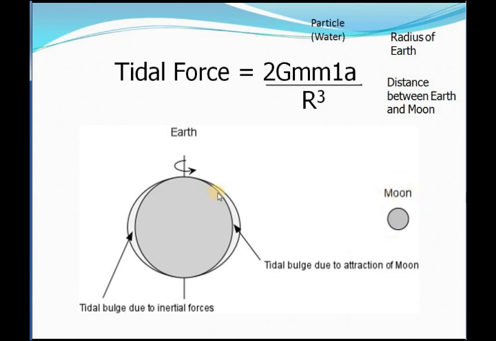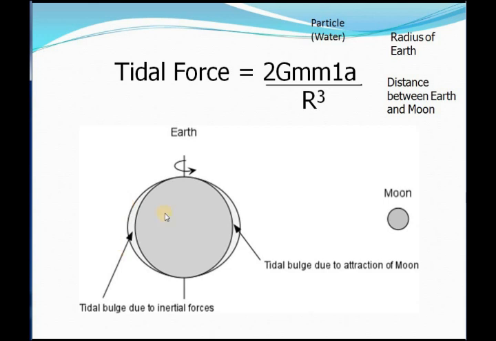Now see, at this point, the tidal bulge is due to the attraction of the moon, and the centrifugal force, the other force. We have two forces, right? Here acting are two forces, one is the gravitational force and the other one is the centrifugal force. This gravitational force, which is pulling earth and moon towards each other, is causing the bulge of the ocean water. Now on the other side, the tidal bulge is due to the inertia force.